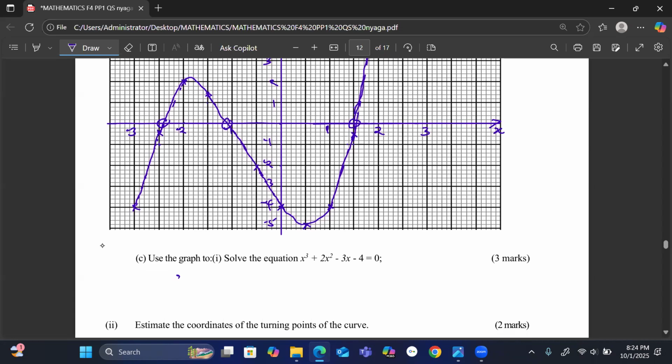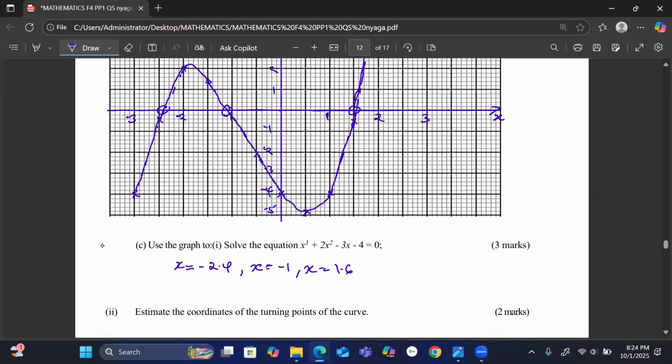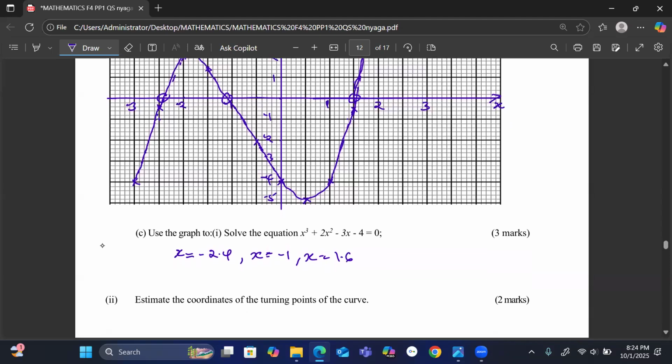So x will be equal to, now here it's negative 2.4. Then we also have x is equal to, this one is negative 1. Make sure it's negative 1. Then x is equal to 1.6, where the curve cuts the x-axis. So those are the answers solved.